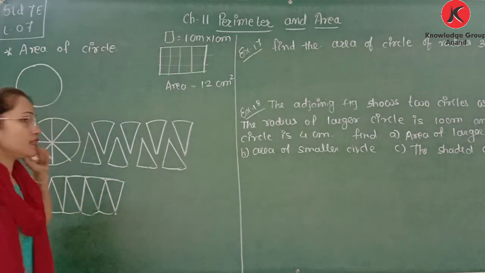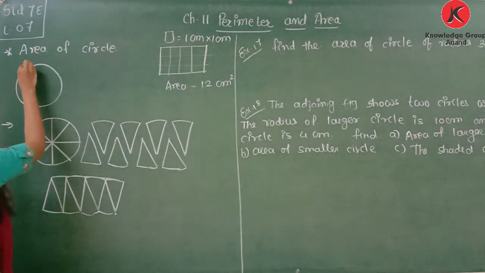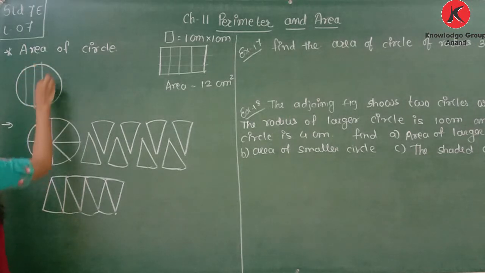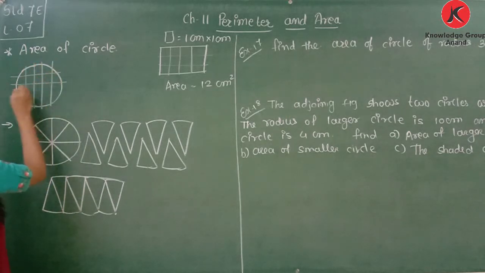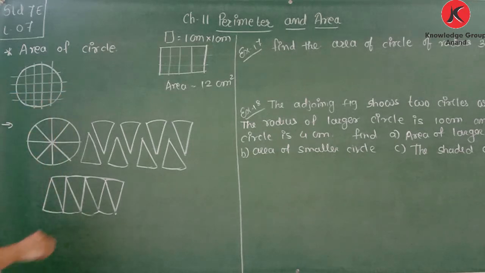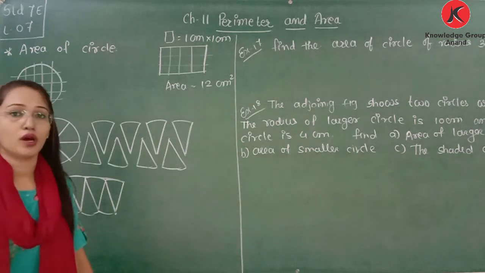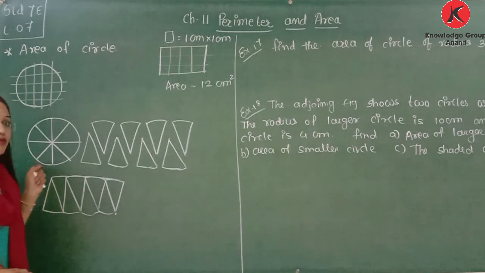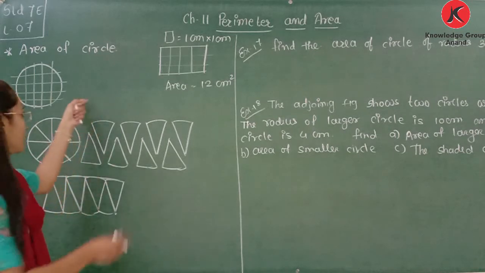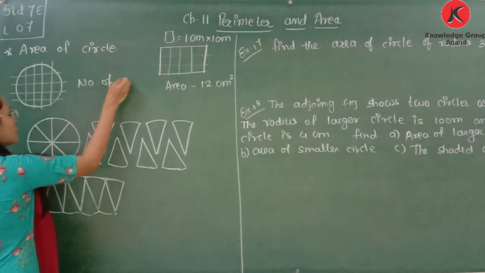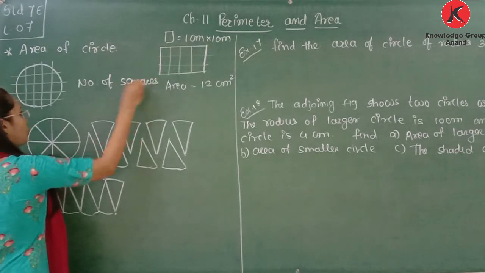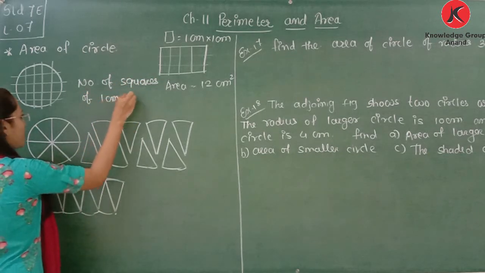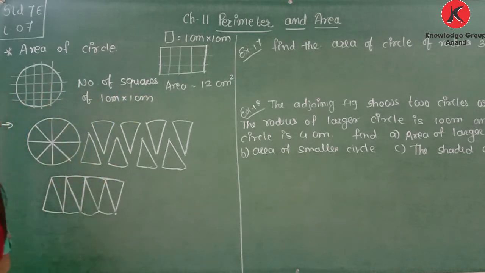In the same way we can also find the area of a circle. If you place this circle on a sheet of 1 by 1 squares, to find the area we can find the number of whole squares, the number of half squares, and the number of squares that are less than half a square. Using that we can find the area of the circle. We can find the number of squares of 1 centimeter multiplied by 1 centimeter, and from that we can get the area of this circle.